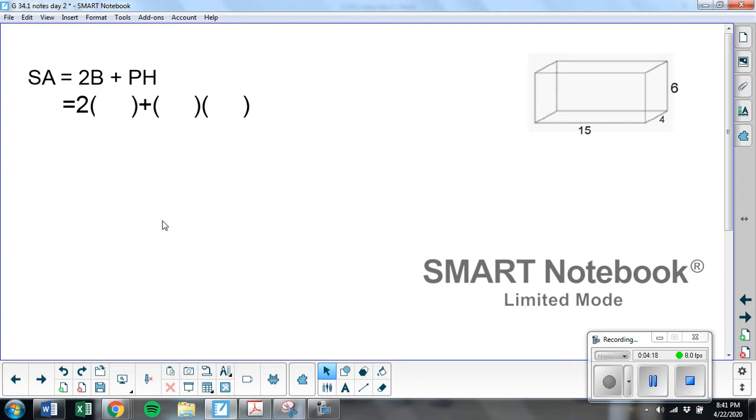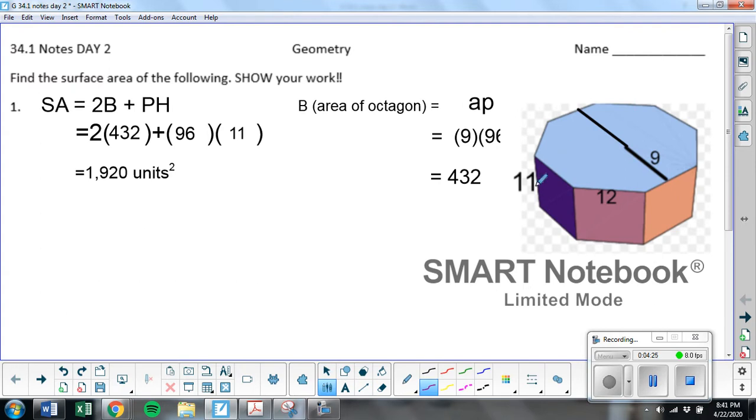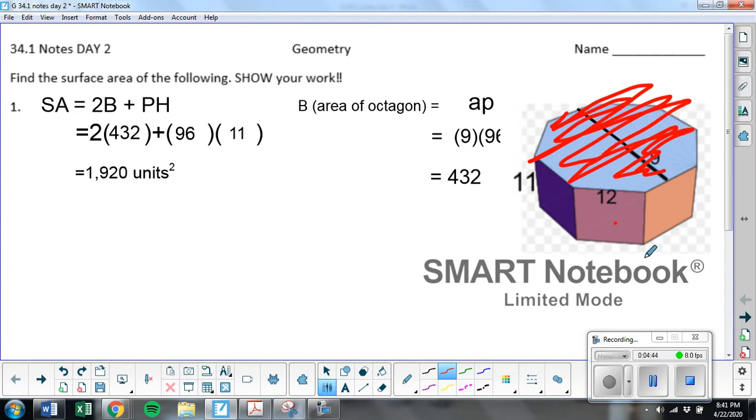So let me show you what I mean going back to the last one. In this picture here, could I have had the base be this side right here? No, because if this is the base, this is not a rectangle. Remember, this octagon is a base, the bottom octagon is a base, and everything else is a rectangle.